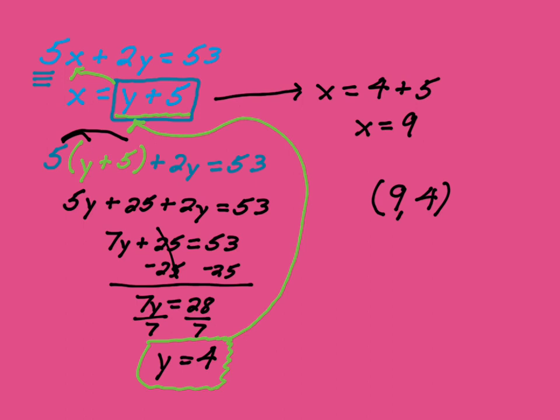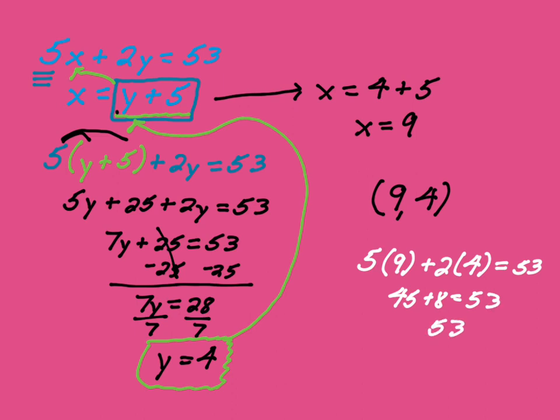Now, if I plug that into both equations, it should work. Well, we already put the 4 into the second equation. 4 plus 5 is 9, but does it work in the top equation? Well, when I put that in, I would have 5 times x plus 2 times y. Does that equal, not 23, but 53? Well, 45 plus 8 is equal to 53, and that is a true statement. So, we are correct. (9, 4) is the solution to the system.